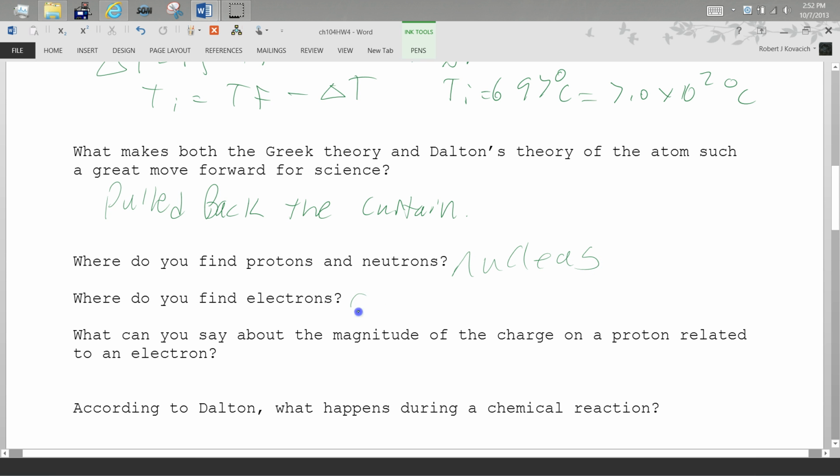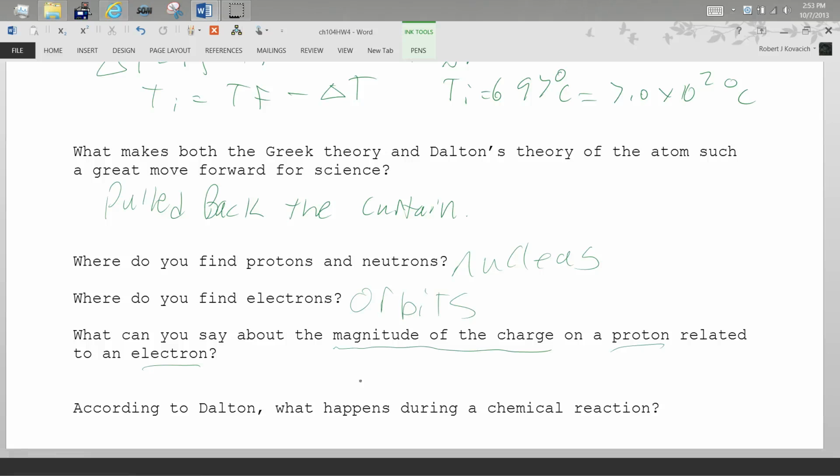And the electrons? Orbits, like that. What can you say about the magnitude of the charge on the proton relative to an electron? Magnitude of charge, proton, electron. Protons are positive. I'm only asking about the magnitude. The charges are equally strong. Period. End of it. They are equally strong. They are equal. That's perfect.